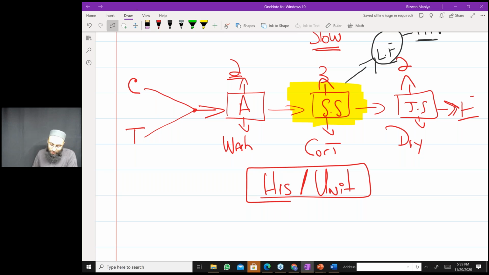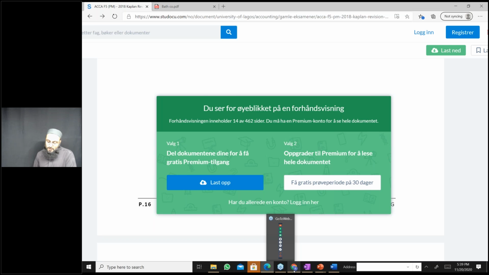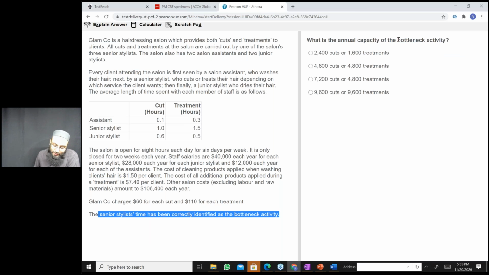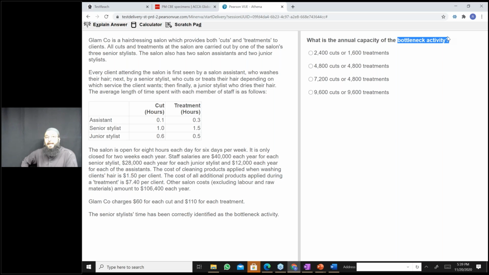Yes. So let's see what is being asked as a first question. Let's move back to the question. The first question is, what is the annual capacity of the bottleneck activity? Now, limiting factor could also be said as bottleneck, constraint. So we need to work out the annual capacity of the bottleneck activity. Now, what is annual capacity? Annual capacity means the number of services that senior stylists can perform, or in manufacturing we say production capacity. It will tell you the number of units that one machine can manufacture. So in this case we'll say how many services senior stylists can provide in total annually.